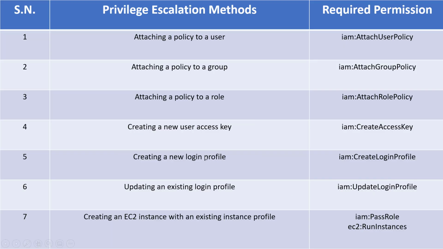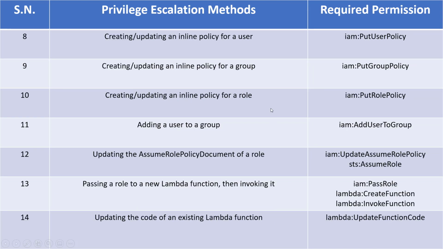Apart from this method, there are other methods also used to perform a privilege escalation. Suppose this is a method of attaching a policy to a user. If you have the attach user policy permission, you can attach the policy to a group if you have these rights. Attach a policy to a role if you have attach role policy. Create a user access key if you have these rights. So if you have these, you can perform privilege escalations using these methods. There are a lot more ways to perform privilege escalations. So you have to check what permissions you have and how you can take advantage of them.